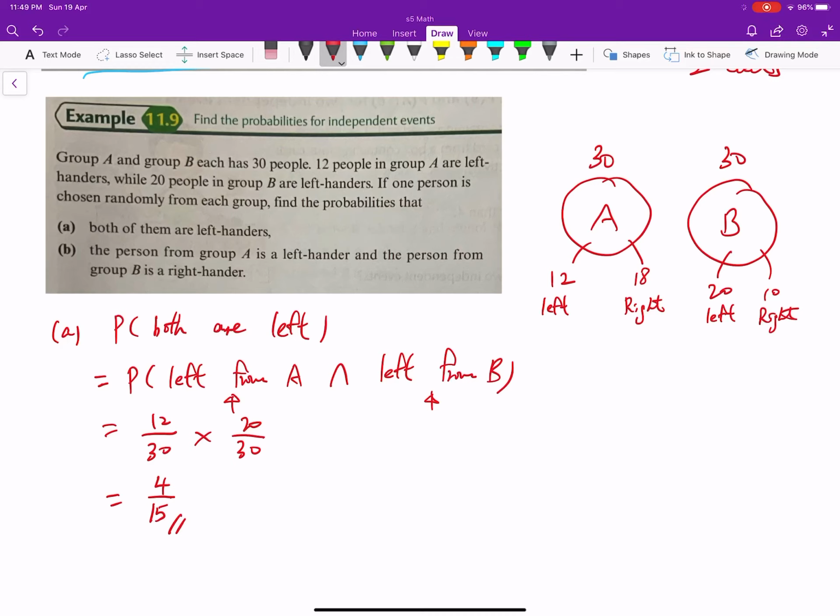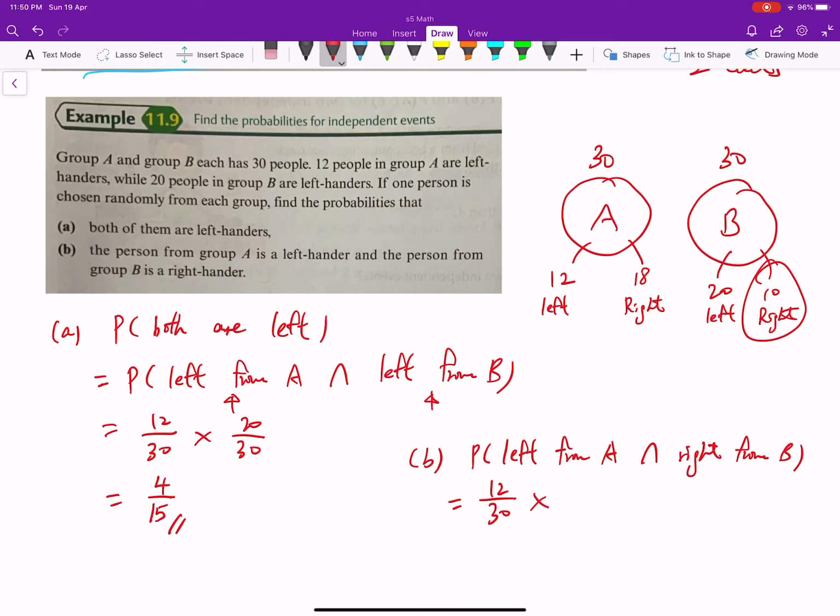Now we go to part B. The person from group A is left, but this time we need a right-hander from B. Again, they are independent. Left from A is 12/30. How about right from B? Right from B, you get 10, and this 10 comes from 30 minus 20. So you get 10/30. Then we get the answer directly.